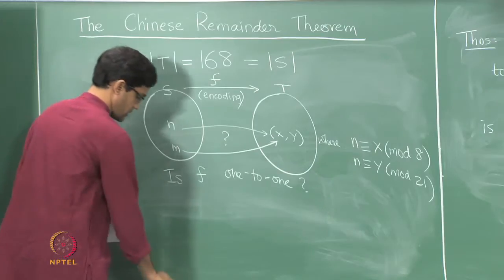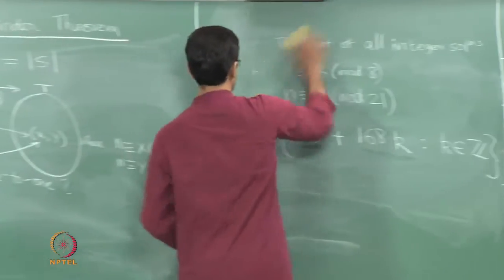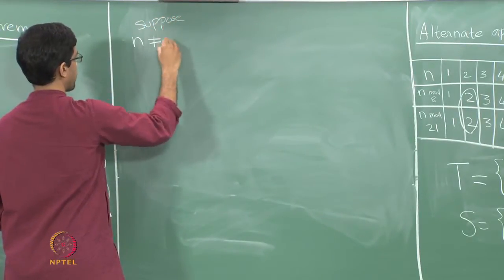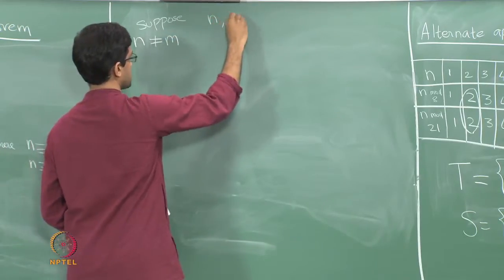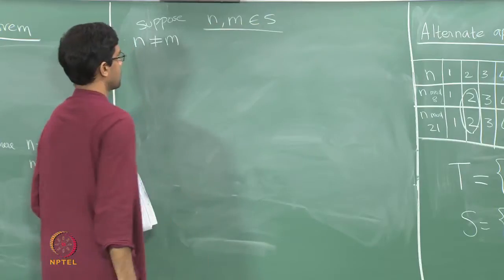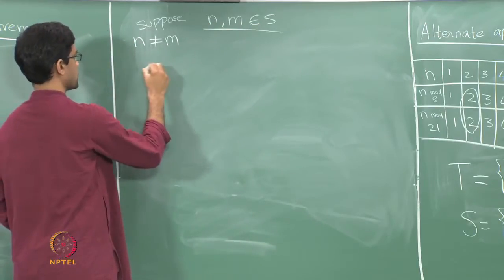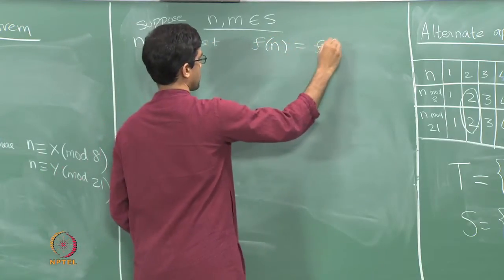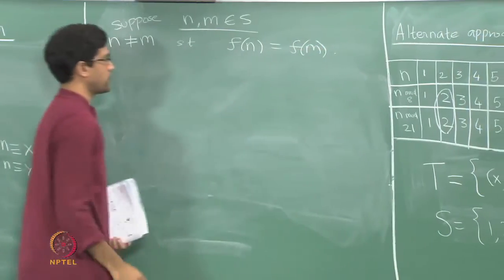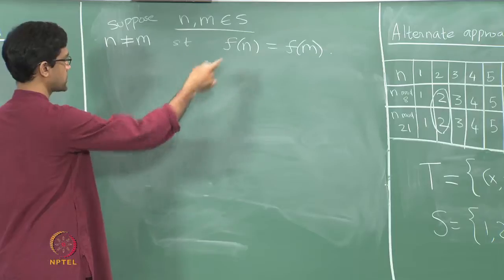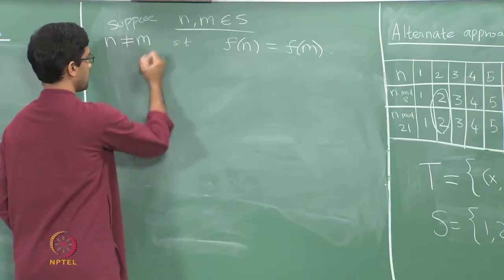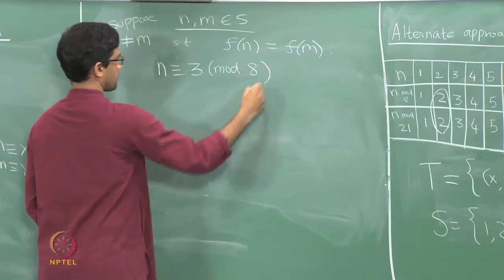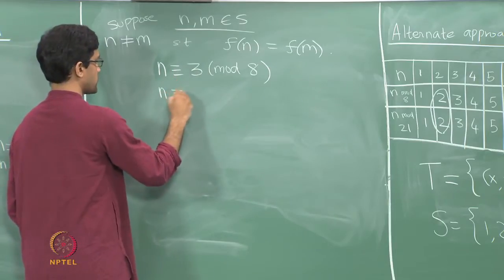Okay, so let's consider this. Suppose there are two numbers n and m. Suppose n is not equal to m. So what are n and m? N and m are elements of the set S which are not equal, and suppose it happens that their codes are the same. F of n turns out to be the same as f of m. Then let's see what we can obtain from this. So what does it mean to say f of n is equal to f of m? It means, well, that n is congruent to 3 mod 8, but then m is also congruent to 3 mod 8. So n satisfies these two properties.